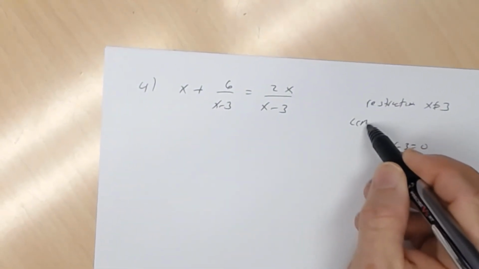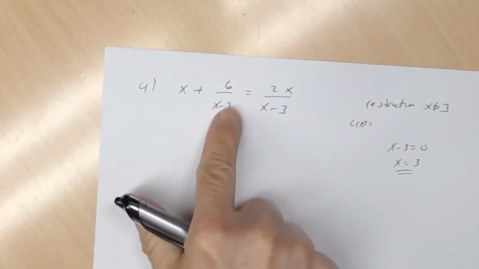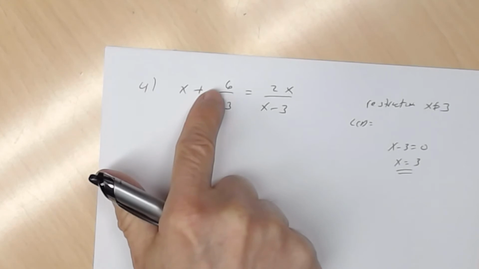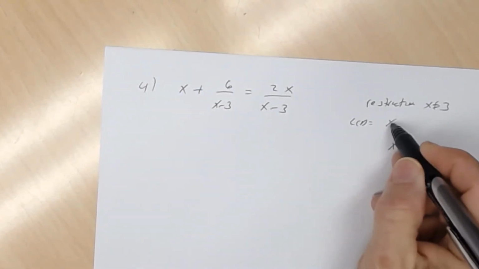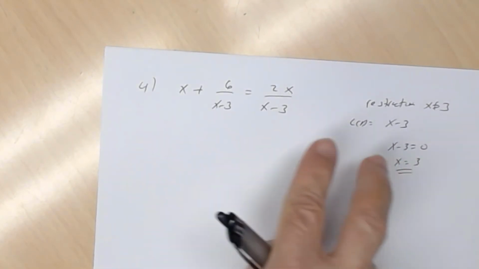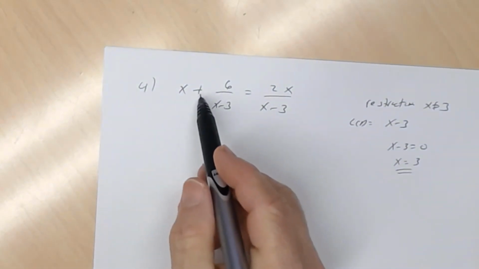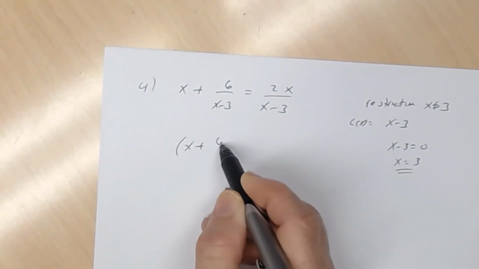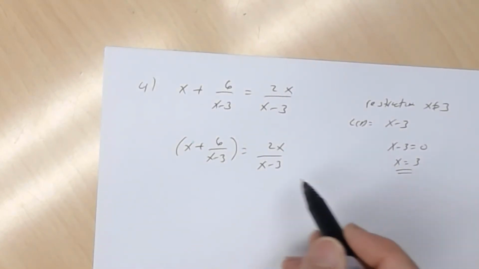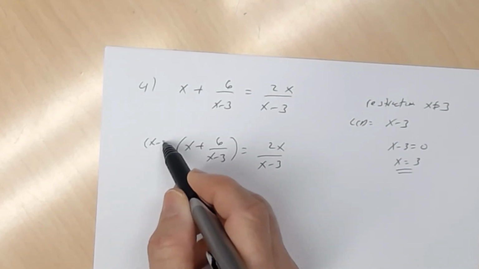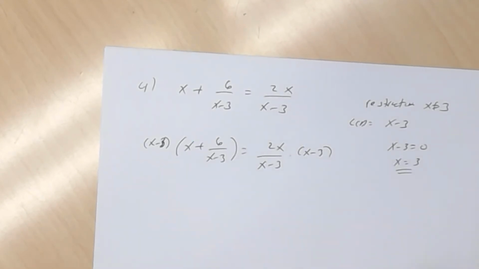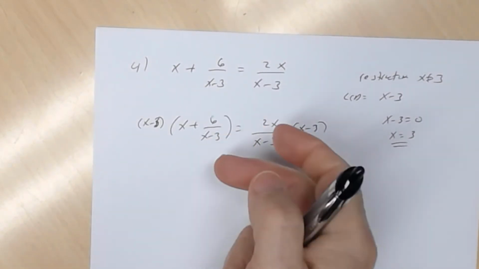Now the next thing I have to do is find the LCD. Remember, I want to get rid of this denominator. I need this to be a 1. So in order for it to be 1, I have to multiply this by this denominator, x minus 3. Same thing here. So the LCD is x minus 3. Once you find the LCD, then you're going to multiply both sides by the LCD. So let's put that in parentheses. x plus 6 divided by x minus 3 equal 2x divided by x minus 3. And then multiply by the LCD, x minus 3 in parentheses, just like this. And then just follow the same steps as before.